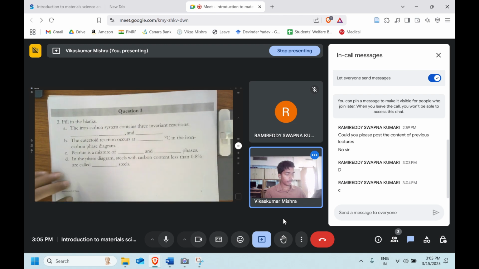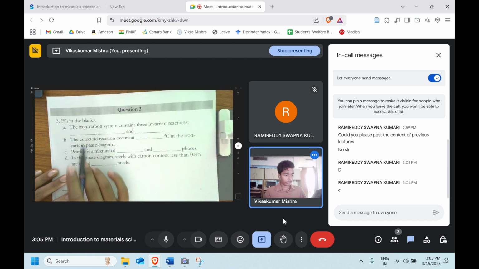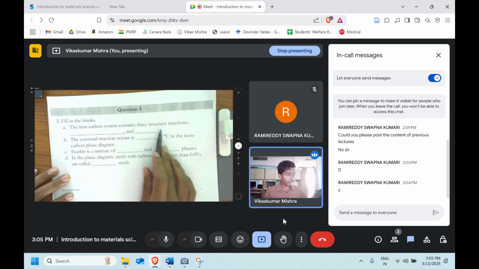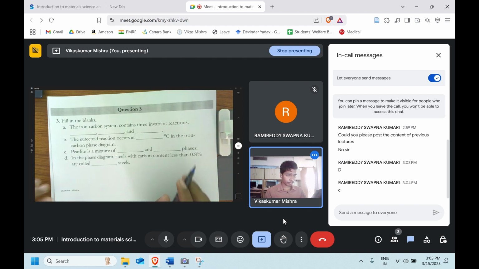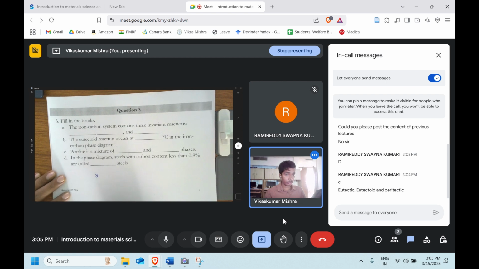Now here, we have to do the fill in the blanks. The iron carbon system contains three invariant reactions. What are those? We have studied that there are a total of three invariant reactions: eutectic, eutectoid, and peritectic. Perfect.